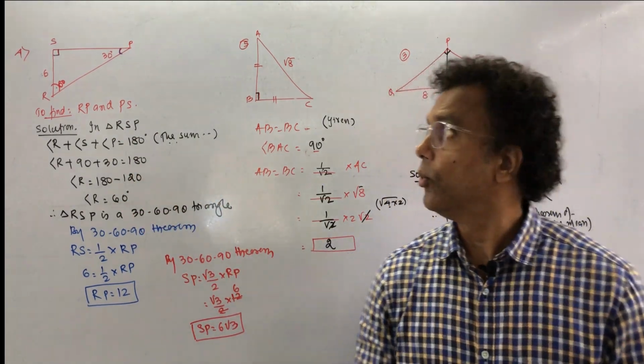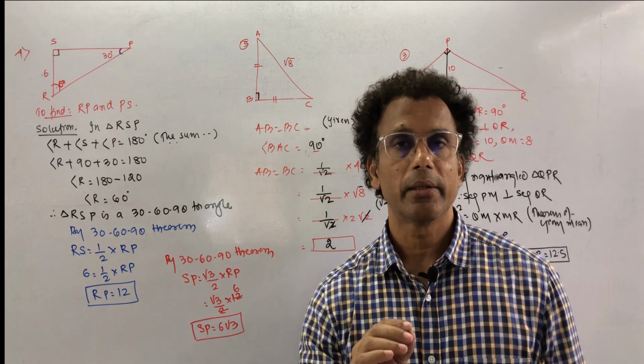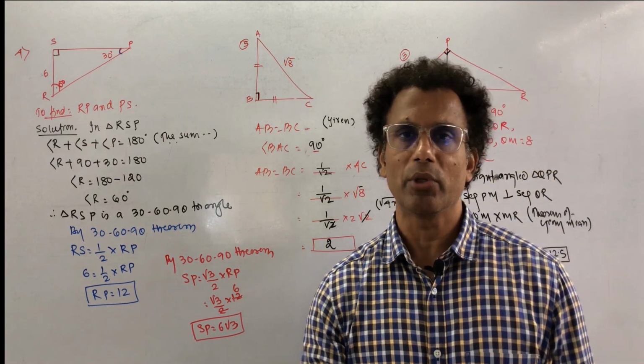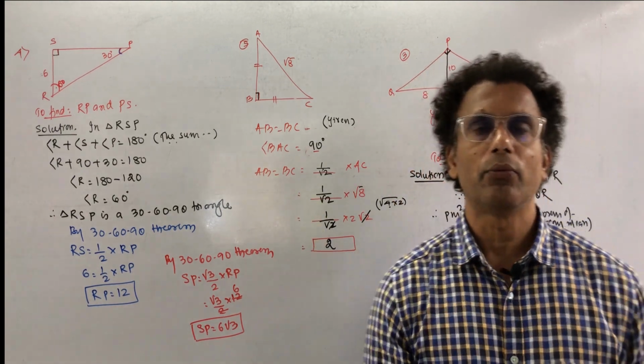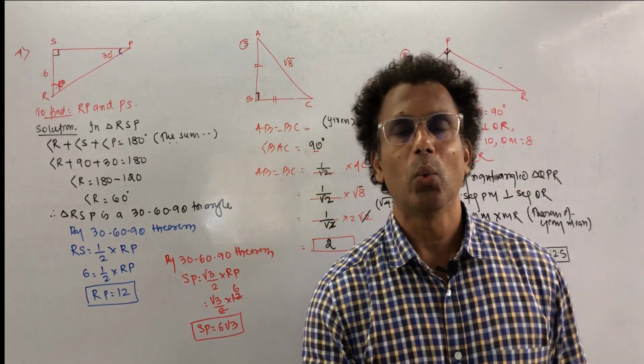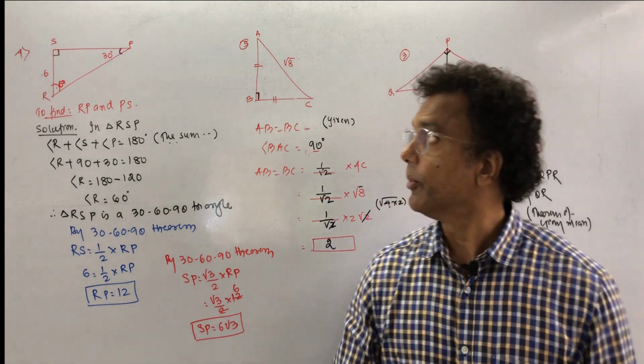For sum number 4, 30 60 90 theorem, the side opposite to 30 degree is half the hypotenuse. The side opposite to 60 degree is root 3 upon 2 times the hypotenuse. इसको बोलते हैं 45 90 theorem. That is, the congruent sides is equal to 1 upon root 2 times of your hypotenuse. So this is your sum number 5.